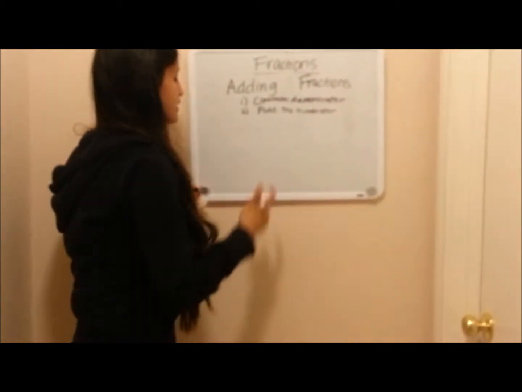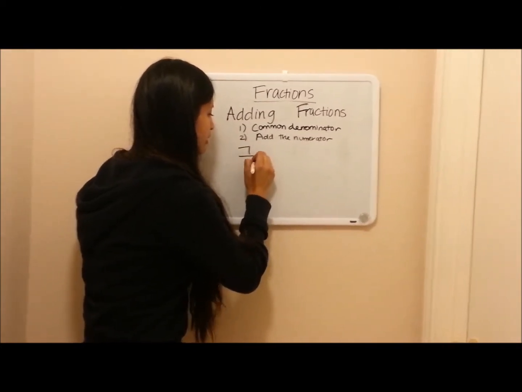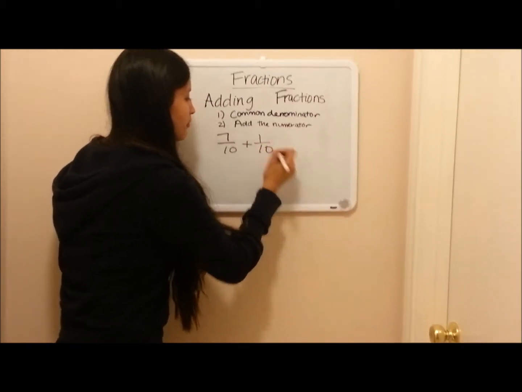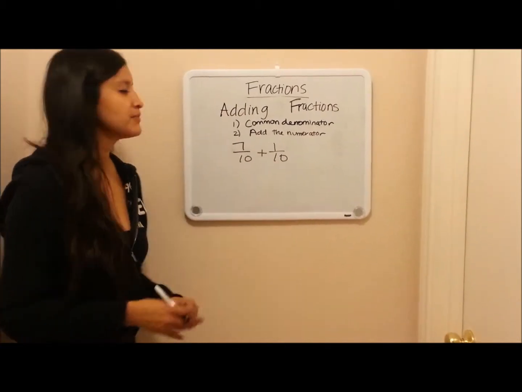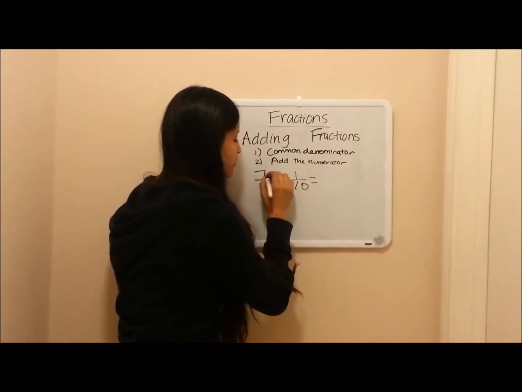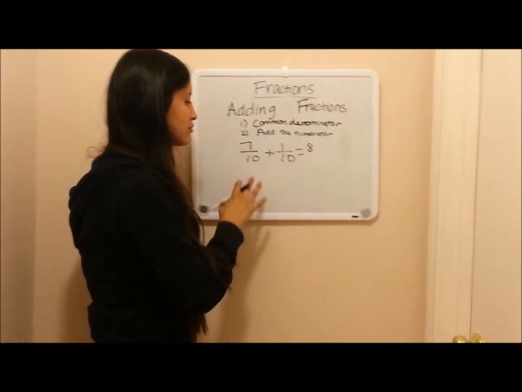Okay, we're going to start off with this example. Let's start off with 7 over 10 plus 1 over 10. Well, for this problem, we don't have to worry about much because we have the same common denominator. So all we have to do is just add the numerators. So 7 plus 1 is 8, and the denominator is 10.